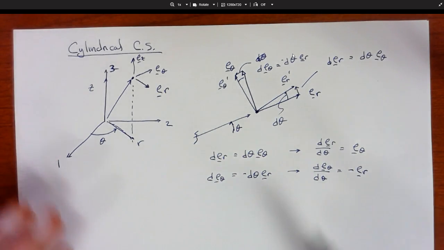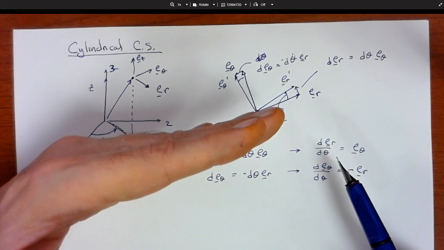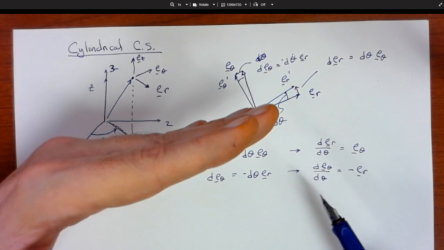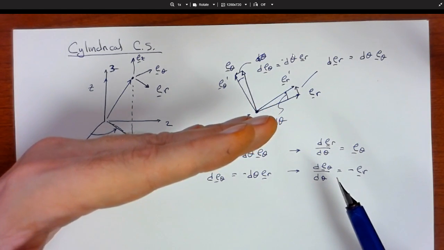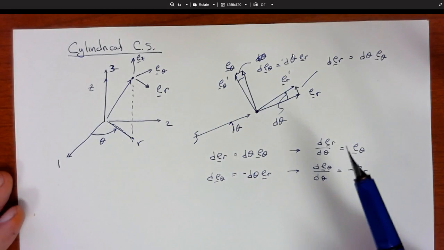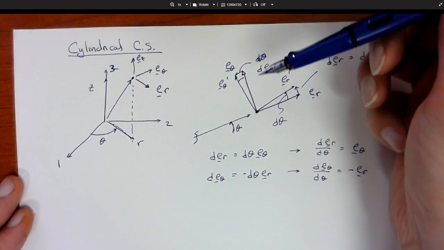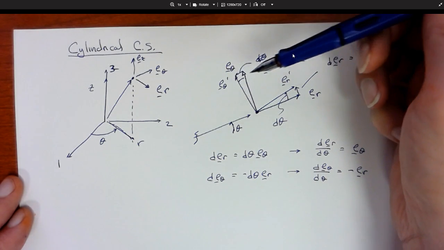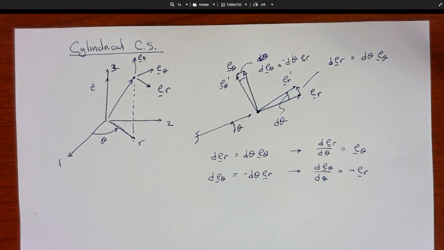And that kind of makes sense if you think about it pictorially. If we move ER ever so slightly, the amount it's going to move with respect to d theta is going to be in the E theta direction. And likewise, if we do the same for E theta, it's going to move in the minus ER direction. So this is the first thing we need to recognize. As I talked about in class, as we take derivatives of these things, this is actually what the derivatives are.